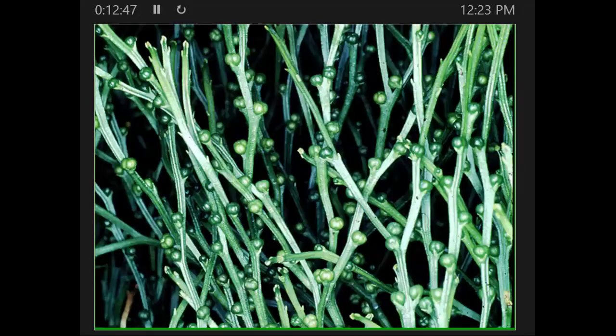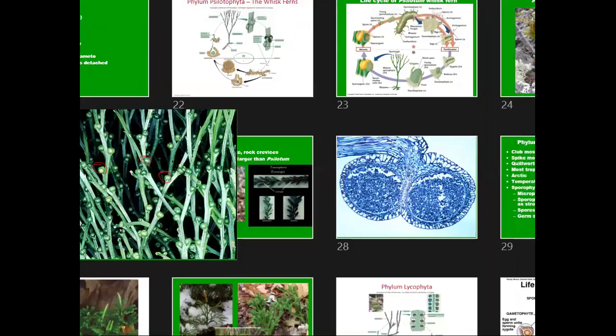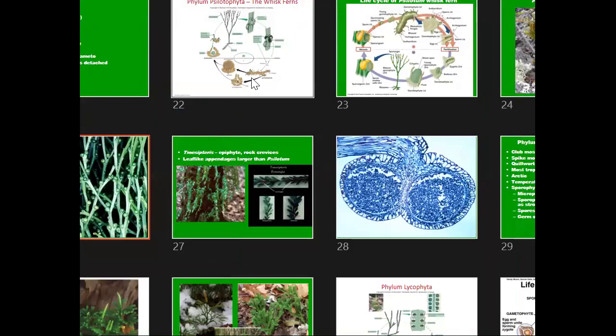So the sporangia start out green, and then once the spores are pretty much good to go and they've gone through meiosis, those sporangia will all shift to a yellowish color and release the spores. And then the spores start germinating and growing into the gametophyte. So whisk ferns are really cool little plants, very primitive looking. They look a lot like their fossil extinct versions. They haven't really changed much.